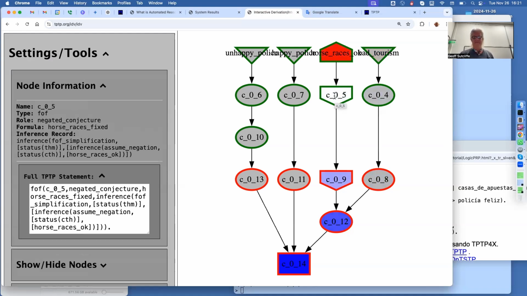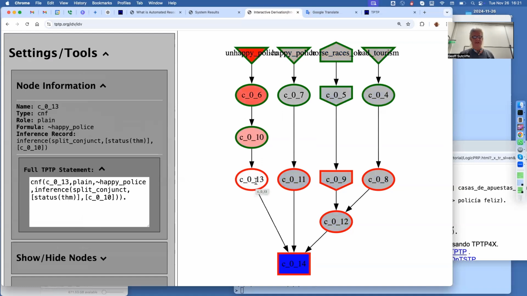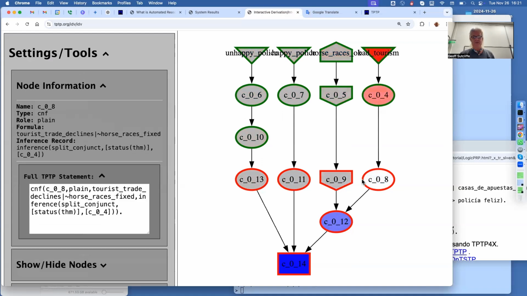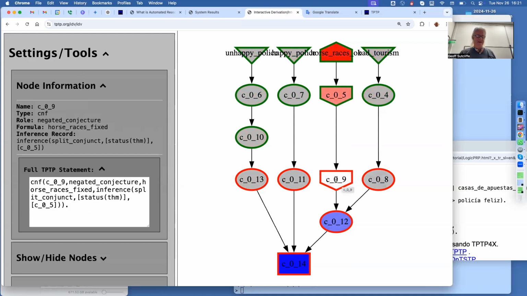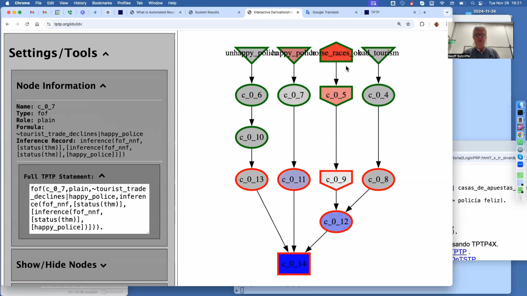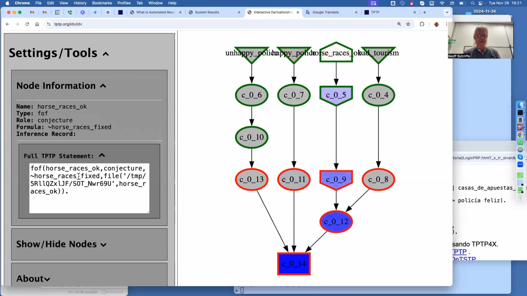And now a little bit of operation takes place. And then we start joining things together. Now you will notice that this is CNF. This is a very simple language for inside computers, inside the ATP. And it's a very simple way of saying things. But here we say this one, number 9 is, well, let's see, the conjecture is not horse races fixed.